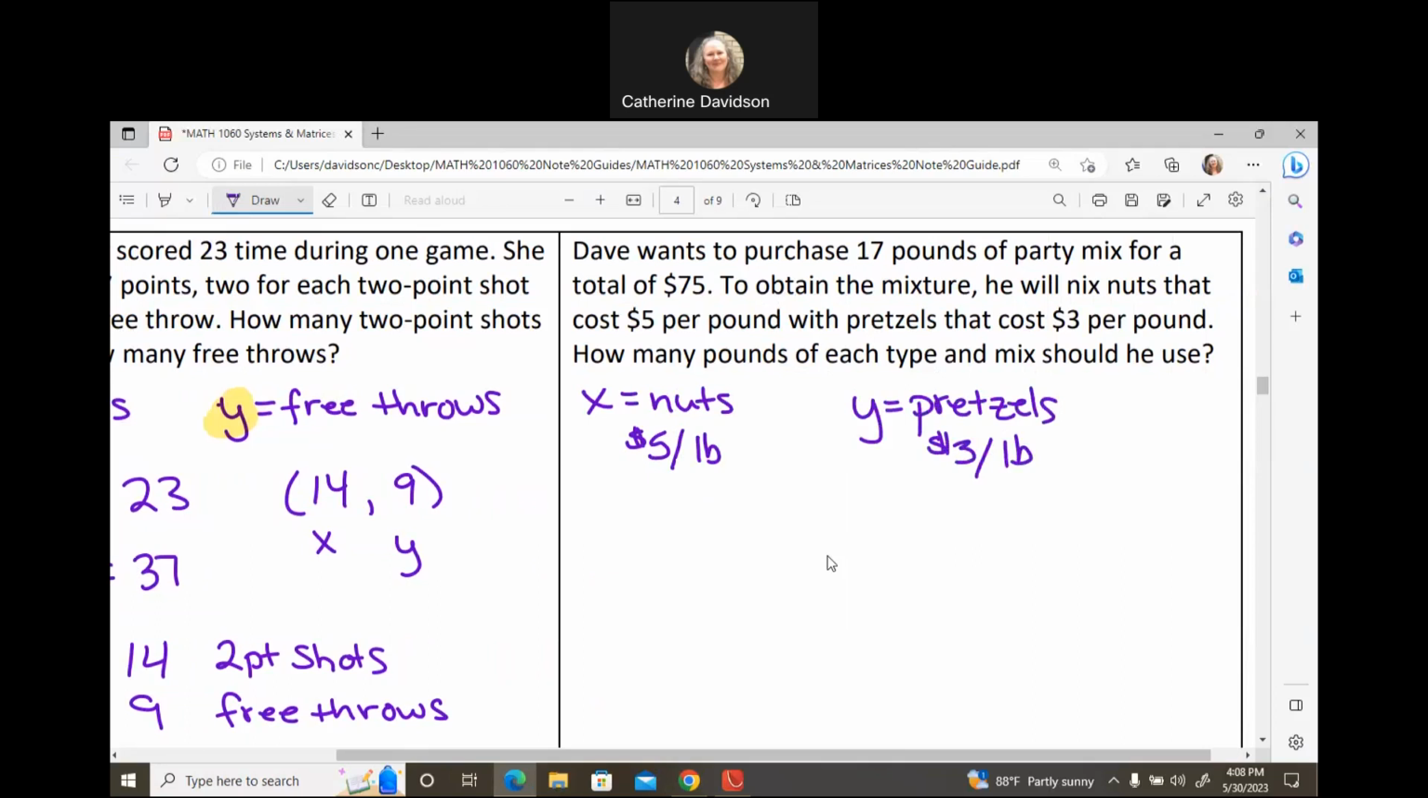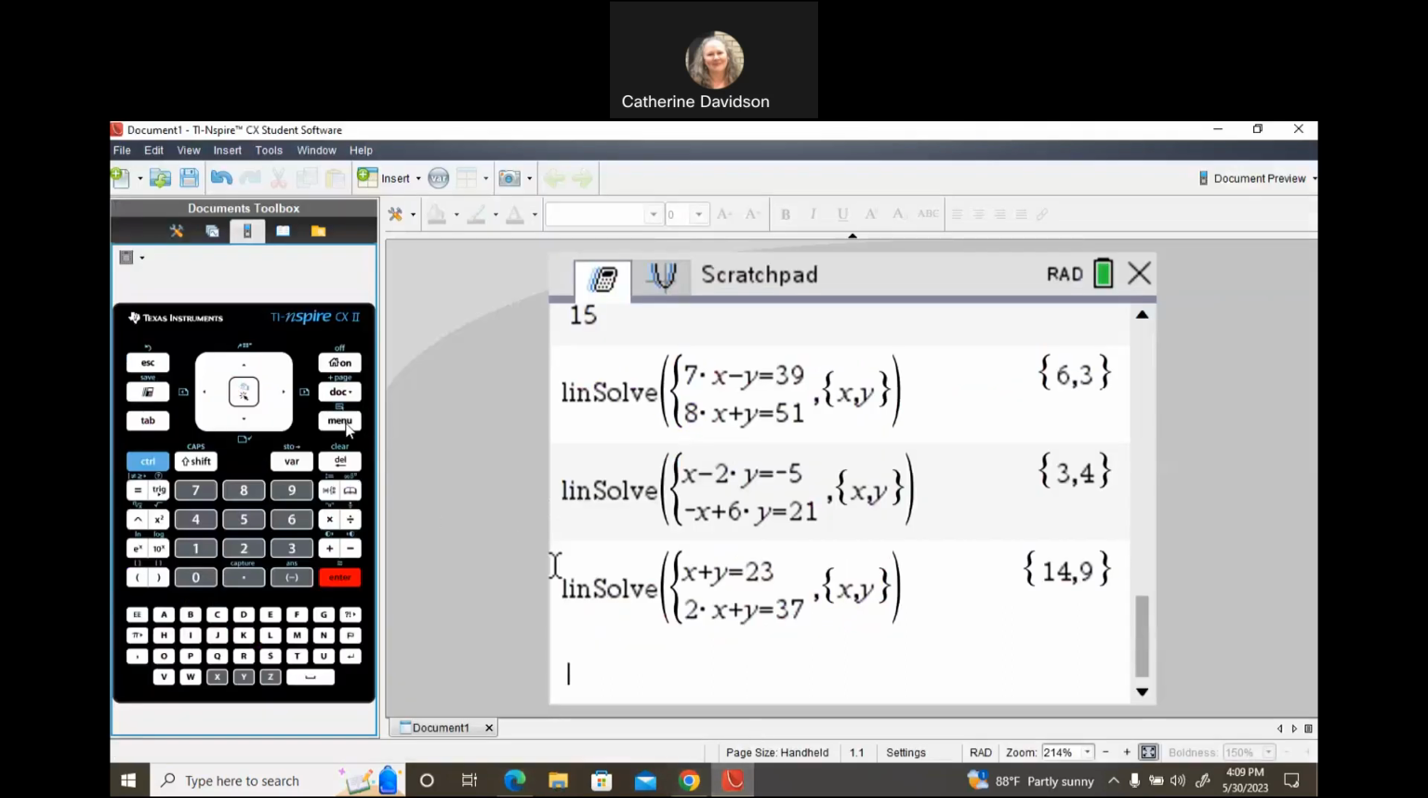All right, so X and Y represent the number of pounds of nuts and pretzels that you use. So the number of pounds of nuts plus the number of pounds of pretzels equals the total number of pounds that he wants, which is 17. Now, nuts are $5 per pound. Pretzels are $3 per pound, and he wants to spend $75. The hard part about these word problems is setting them up. Once you have them set up, you're good to go. So let's get the calculator going.